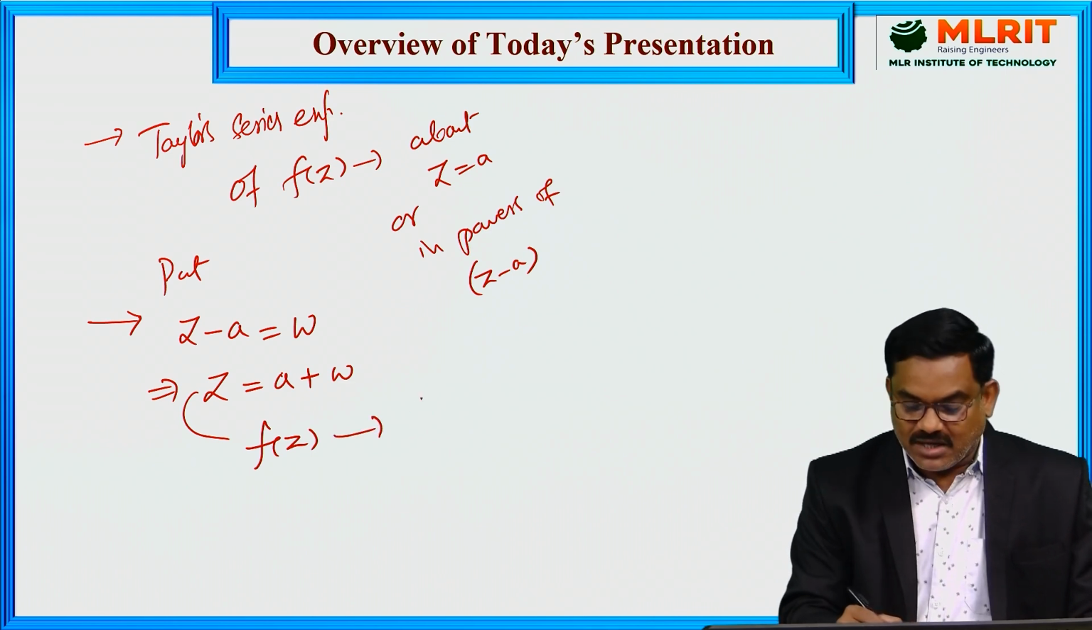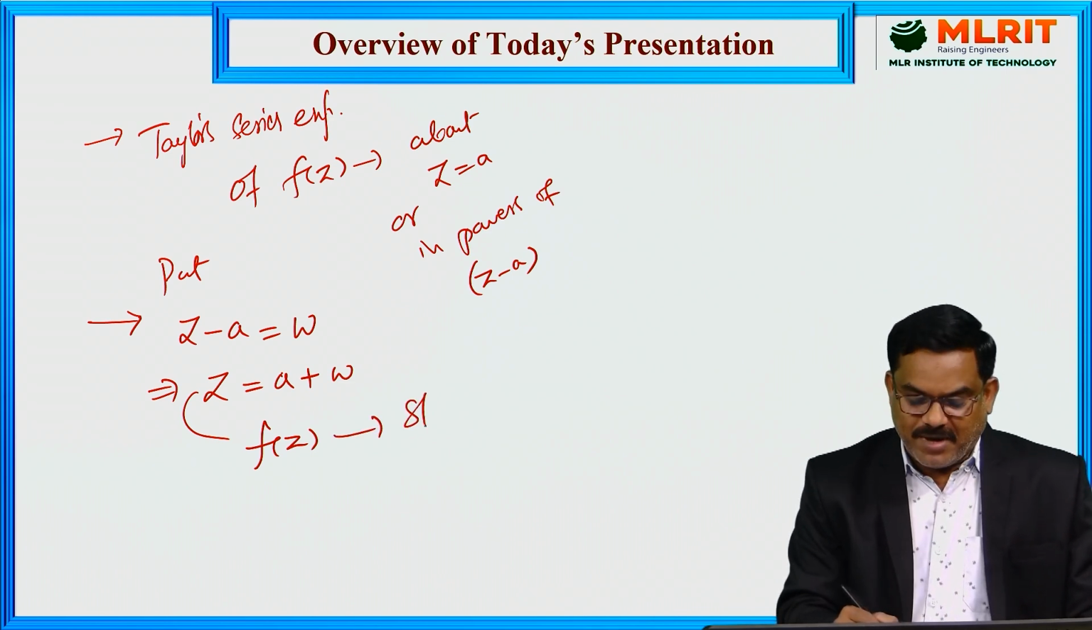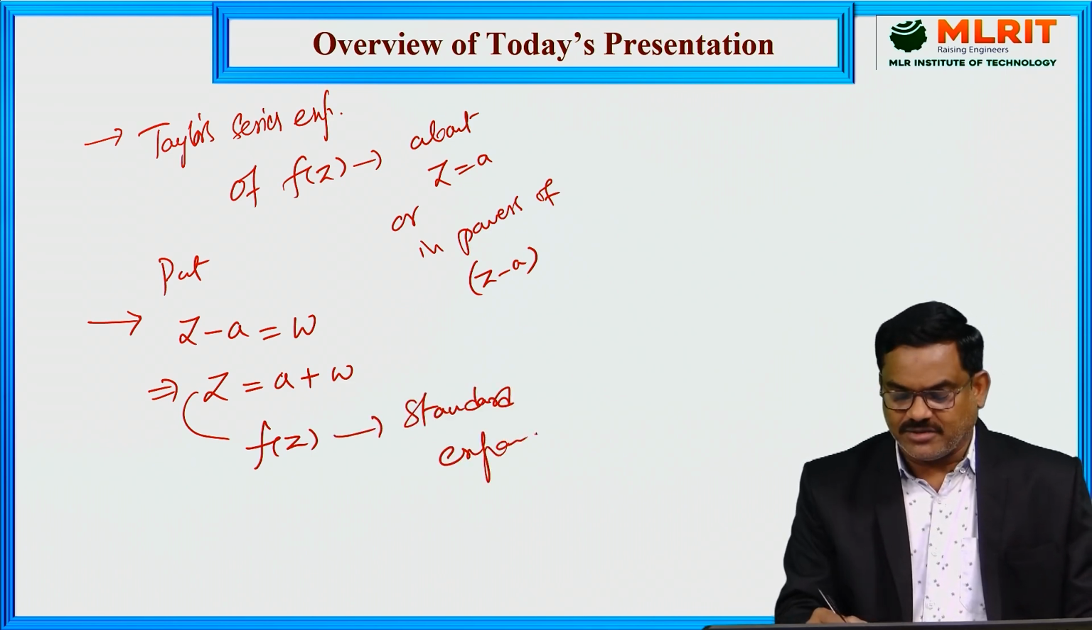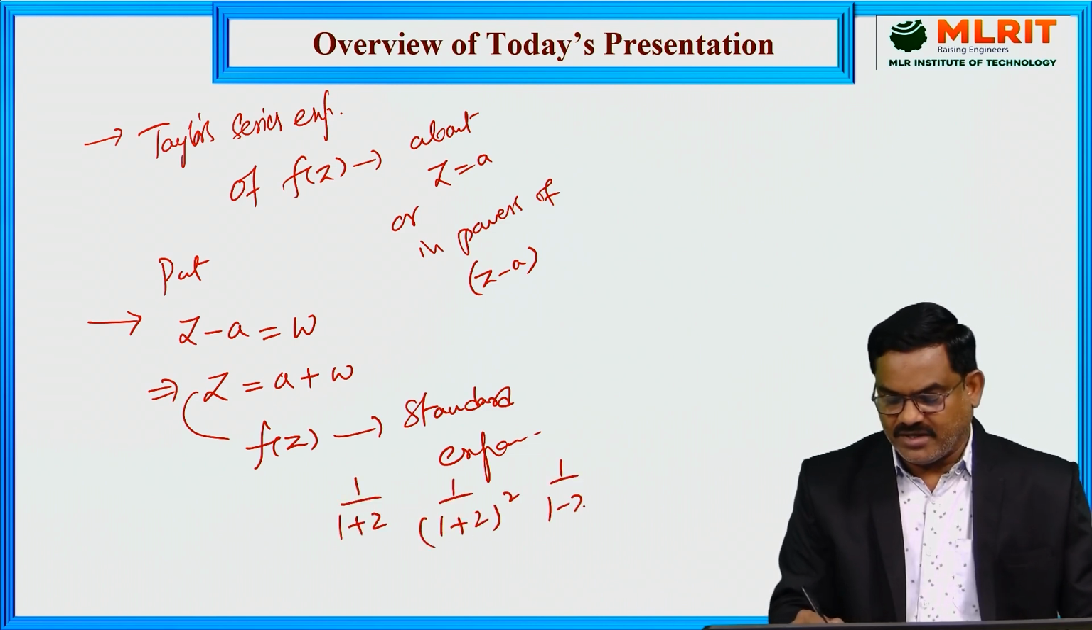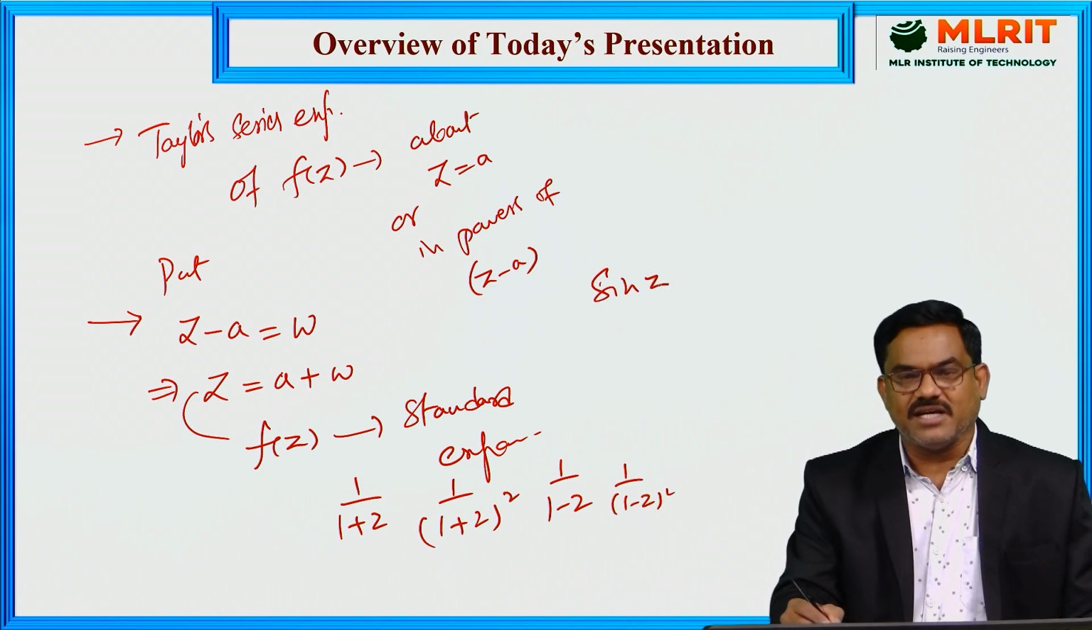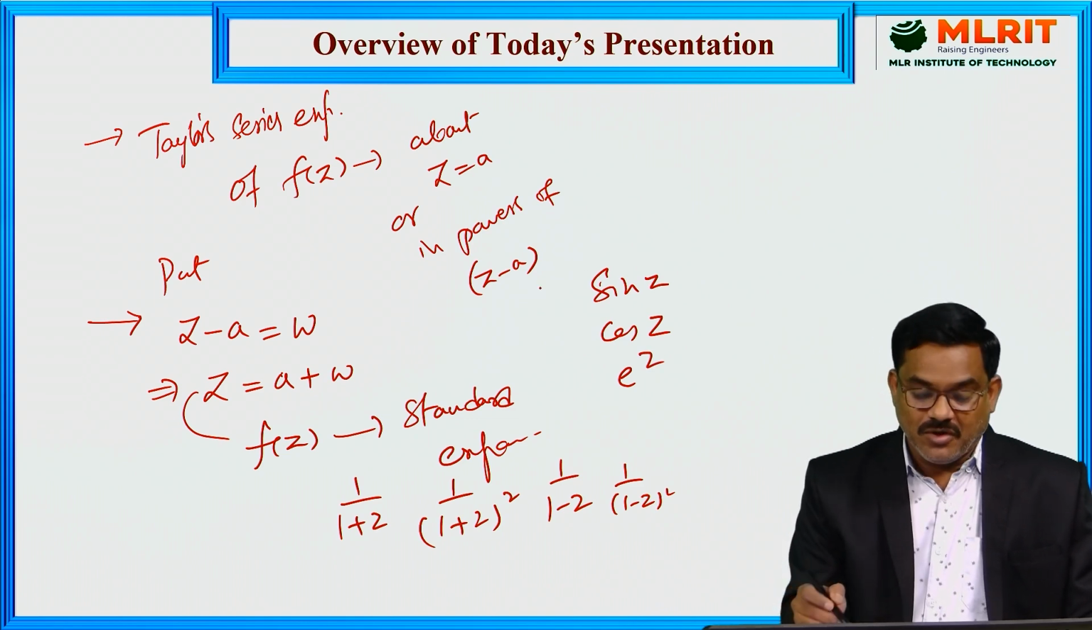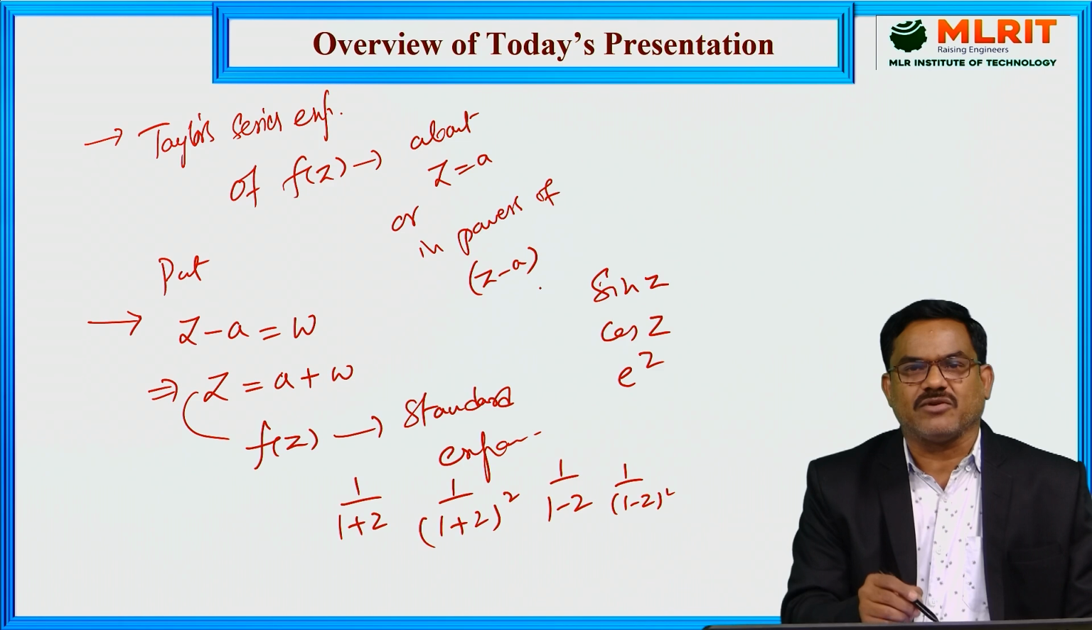and replace this in f of z. Then use the standard expansions like 1 by 1 plus z, 1 by 1 plus z whole square, 1 by 1 minus z, 1 by 1 minus z whole square, or else sin z, cos z, e power z. So using such standard expansions, we can find the Taylor series expansion of the given function.